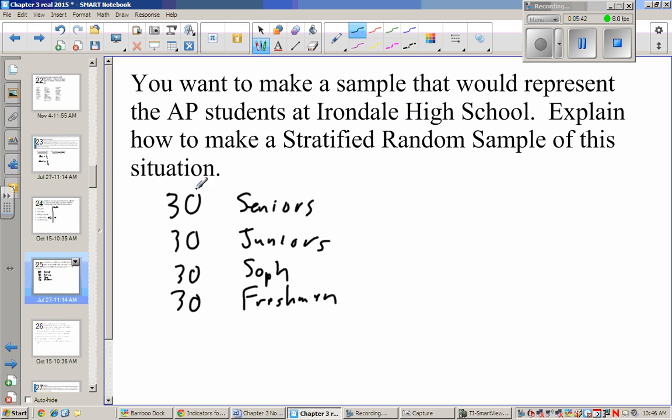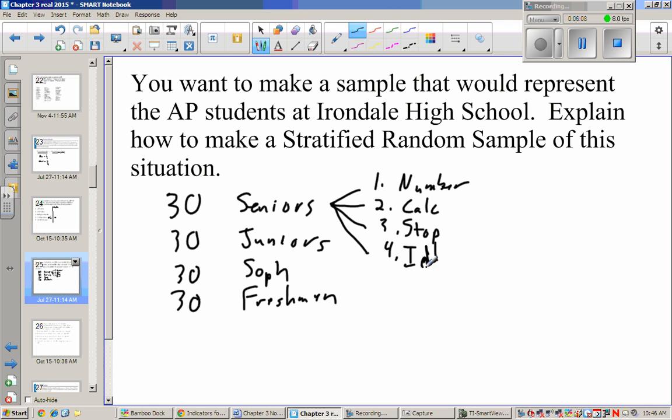And then once you divide it into those groups, you have to do steps 1 through 4 for each of those, where you number the students, use a calculator or a random number generator to get 30 values, and then stop when you get 30 values, and then you identify your sample.